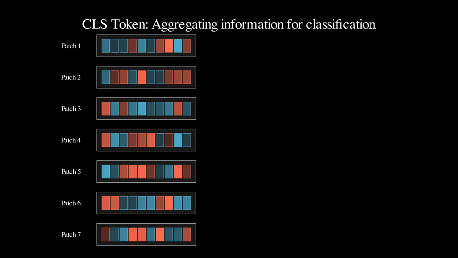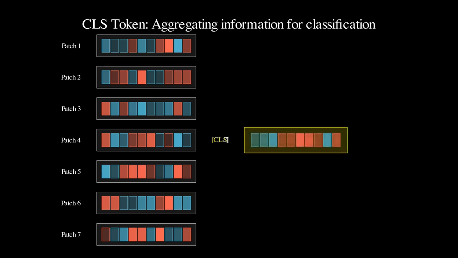So finally, we have something called a CLS token. It's like a blank patch that's inputted in the beginning, and it says, hey, I'm just here to gather all the vibes and summarize this whole image. During training, the model learns to use the CLS token to make predictions.